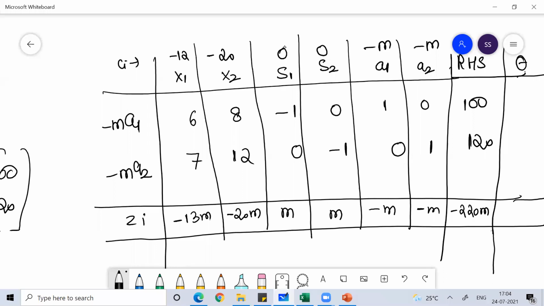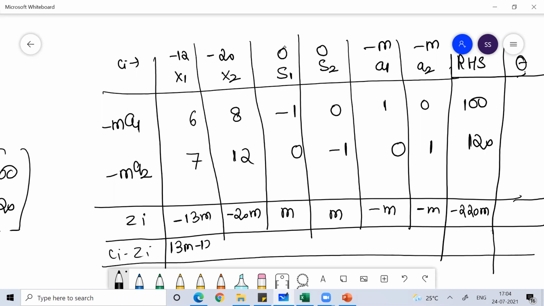So once you find the Zi value, now you can find the Ci minus Zi value. Minus 12 minus minus 13M gives 13M minus 12. Then minus 20 minus minus 20M gives 20M minus 20. This is Ci minus Zi: minus M, minus M, then M, then 0. Minus M plus M is 0.